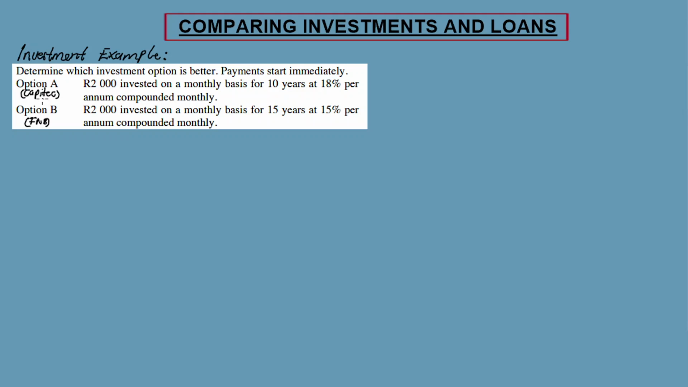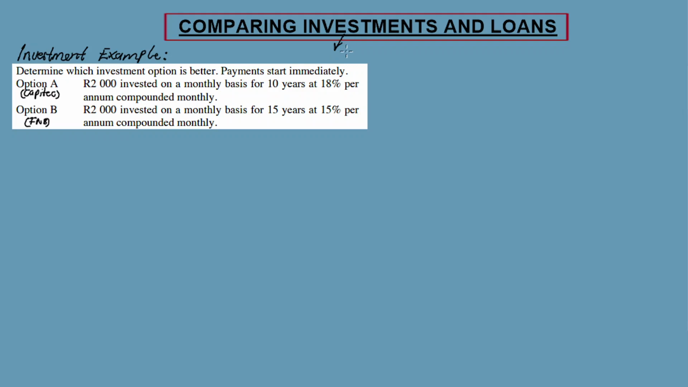Payments start immediately. Option A: 2,000 rand invested on a monthly basis for 10 years at 18% per annum, compounded monthly. This could be someone from Capitec telling you about investments, saying here at Capitec we are offering this much, then you go to FNB and they tell you the same story. But for this 2,000 rand invested on a monthly basis, now you keep it for 15 years and get returns of 15% per annum compounded monthly. Okay, don't forget.